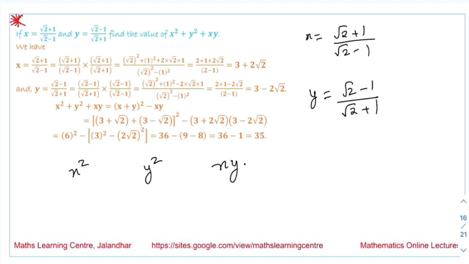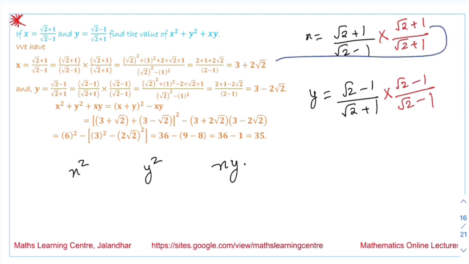So the first step we are going to do is rationalize these two terms. The rationalizing factor will be square root 2 plus 1 over square root 2 plus 1 for the first, and square root 2 minus 1 over square root 2 minus 1 for the second, and when you solve these you will get 3 plus 2 square root 2, and 3 minus 2 square root 2. These are the values of x and y that you will get.